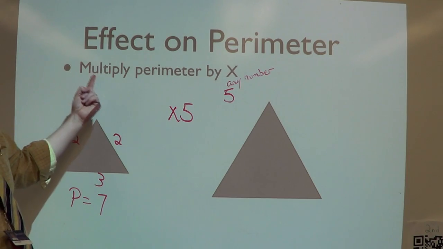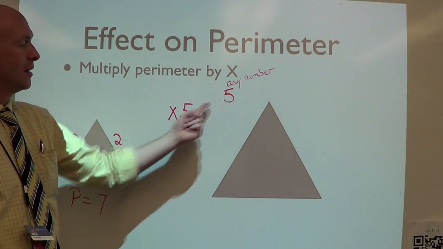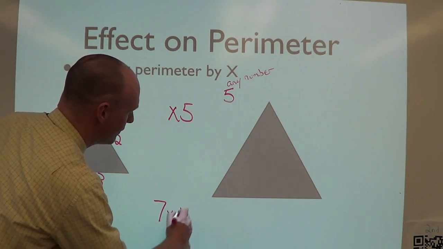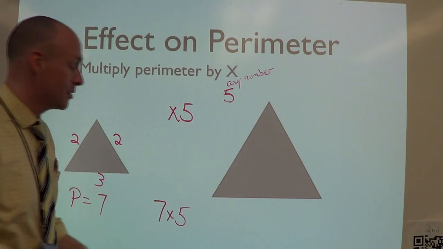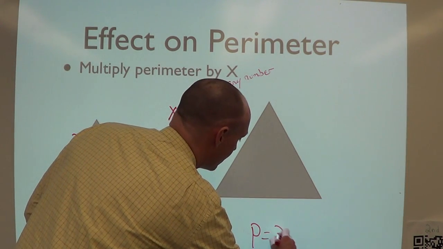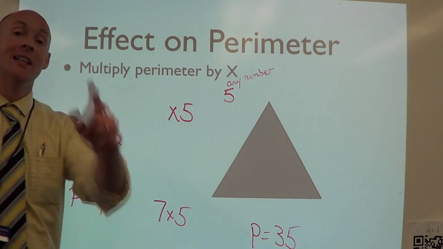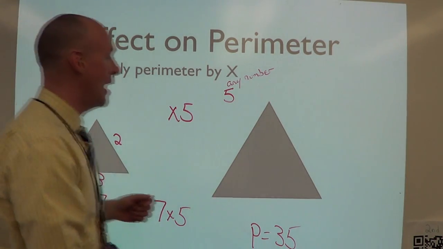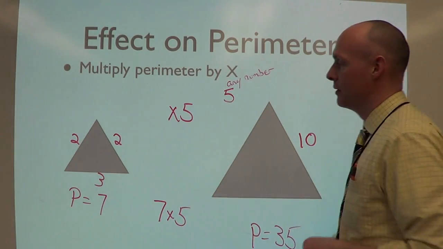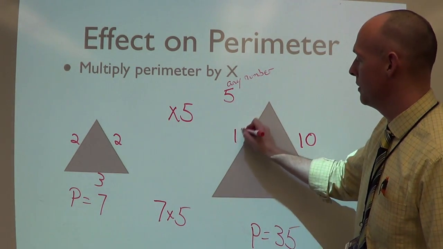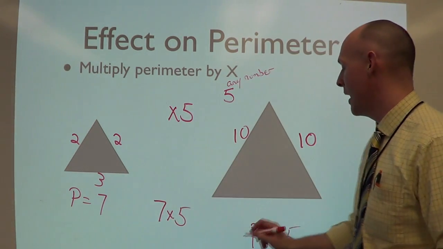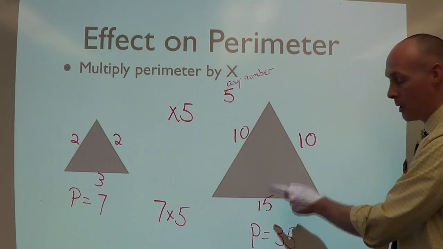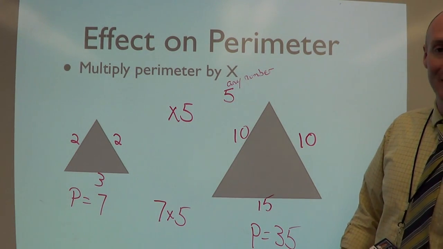So if my rule is to multiply the perimeter by x, and in this case x is 5, we're just going to go 7 times 5. And my new perimeter is going to be 35. Let me prove it to you. Let's do each side. 2 times 5 is 10. 2 times 5 is 10. 3 times 5 is 15. Add up the sides. 10 and 10 is 20, plus 15 is 35. It works.